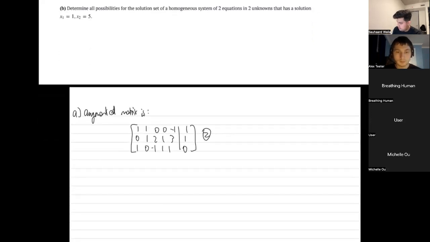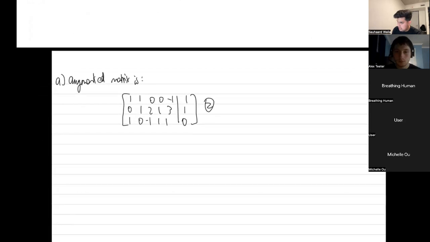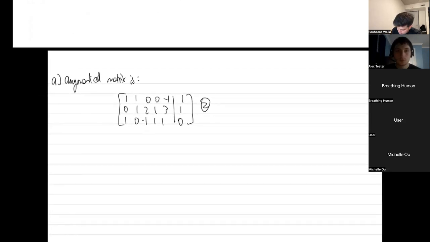Cool. If someone's not following, just please let me know. We're going to do some basic row operations on this. We're going to do R3 minus R1. That's going to give you 1, 1, 0, 0, minus 1, 0, 1, 2, 1, 3. You're going to get 0, minus 1, minus 1, 1, 2, and then 1, 1, minus 1.